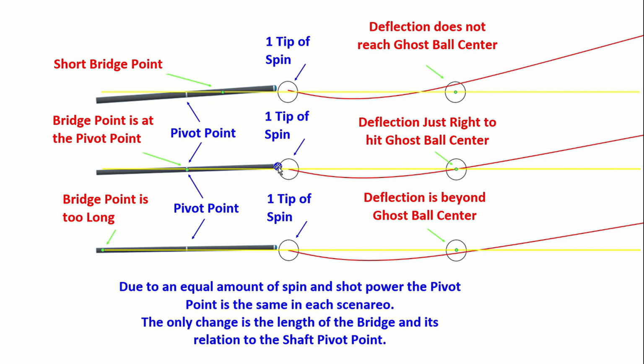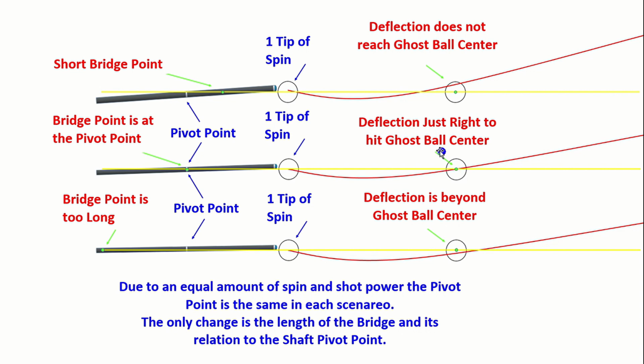Understanding pivot English in billiards. In the middle diagram, when the shaft is rotated around the correct pivot point using backhand English to apply left spin to the cue ball, the deflection to the right and the swerve to the left allow the cue ball to precisely replace the ghost ball.